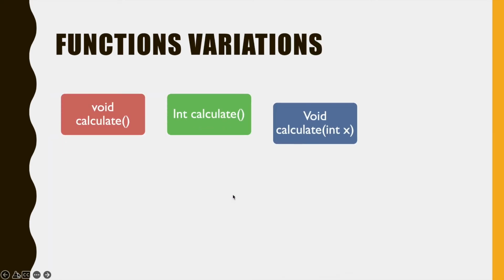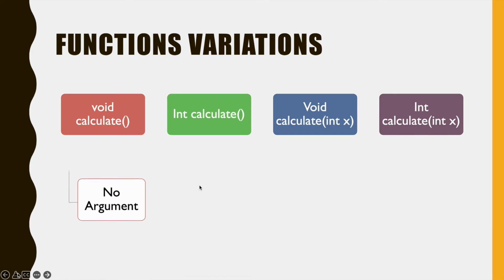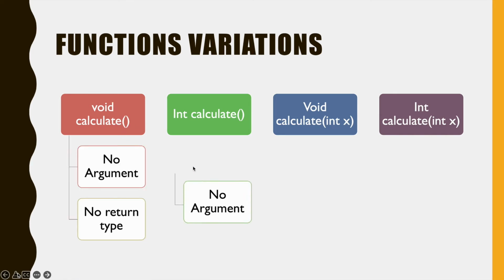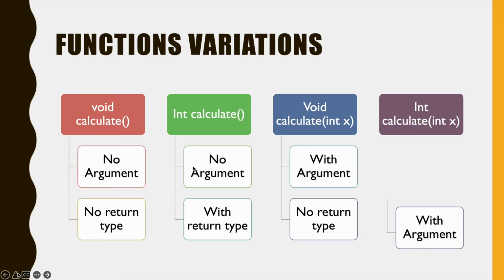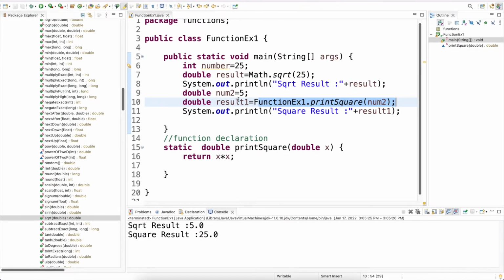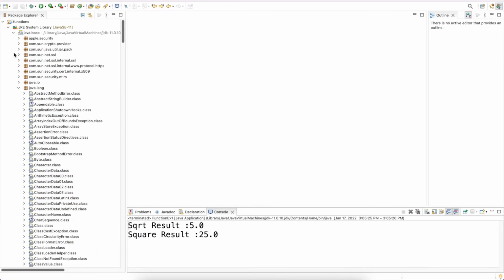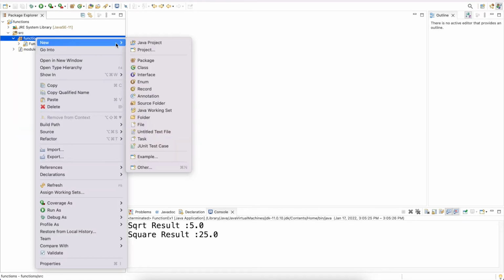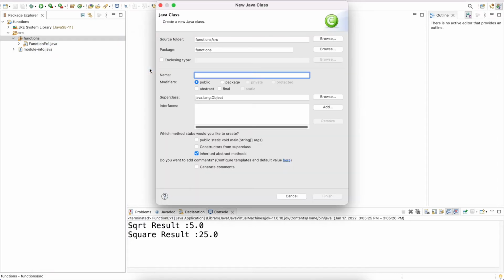And there are variations as well, which are with argument and no argument types. So you can create functions with different variations, like no argument no return type, no argument with return type, likewise. Okay, there are 4 variations. We will see each example now. So close this and go back to our class, which is functions. Right click, class. I'll say function example2.